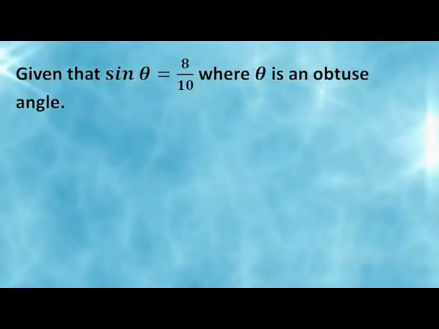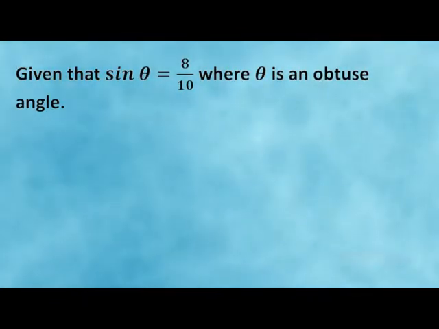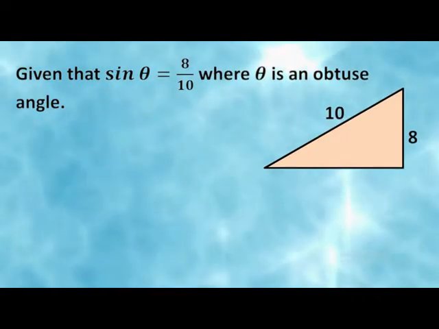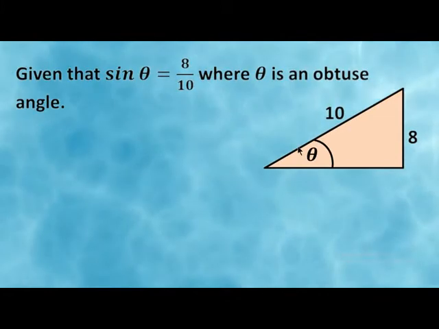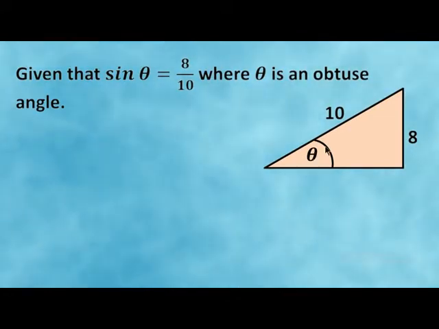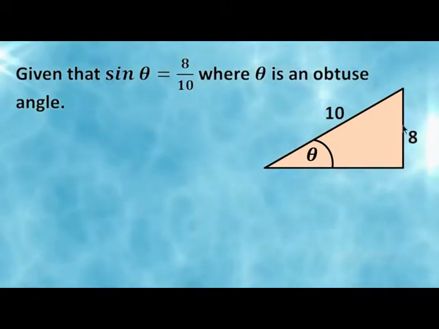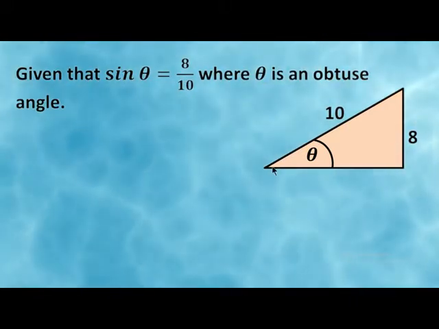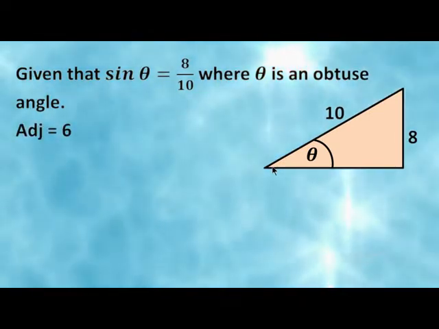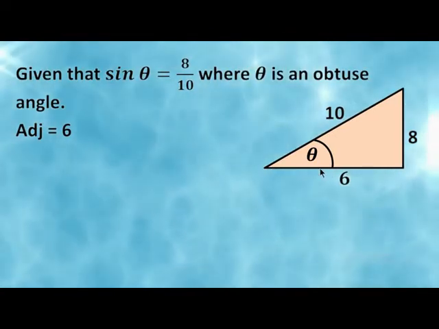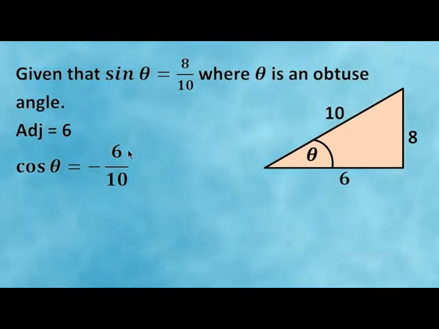Example. Given that sine theta equal to 8 per 10, where theta is an obtuse angle. Now, let's say this is the triangle that represents this case. This is the angle of theta. So we know that sine theta equal to opposite per hypotenuse. So the opposite is 8 and the hypotenuse is 10. By Pythagoras theorem, we know that the adjacent side is equal to 6. So this side equal to 6. So the value of cosine theta equal to negative 6 per 10.